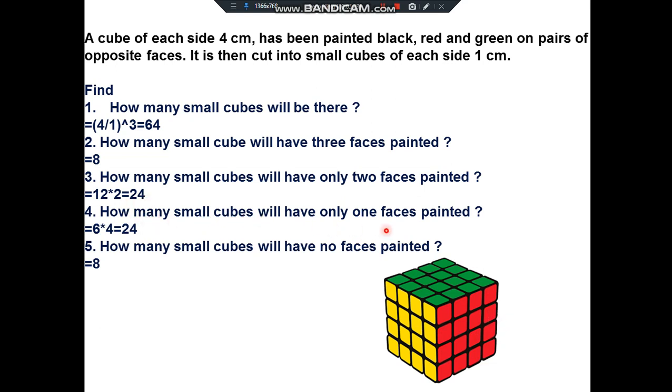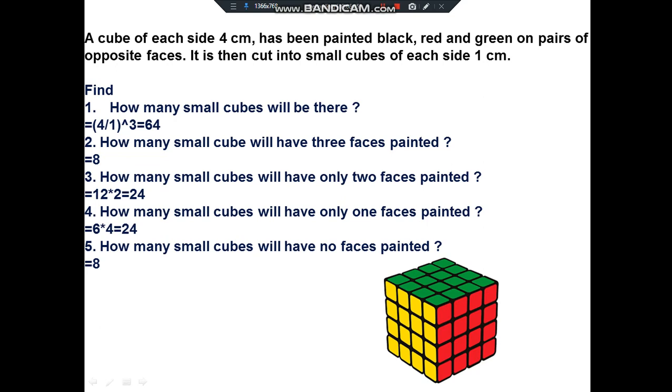Then how many small cubes will have 1 face painted? See, totally 1, 2, 3, 4 in 1 face. There are 6 faces, so 6 into 4, which is 24. How many small cubes will have no face painted? Cutting it, you will have the middle 2 rows, in which the middle 8 will have no surface painted. This is how you have to look into the question, but at times you may get confused. So use those formulas to solve this question very easily within seconds.